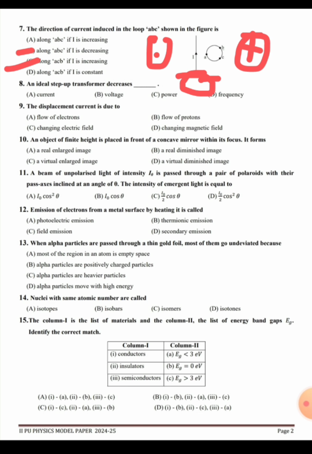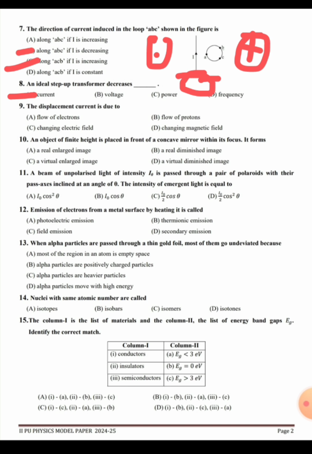An ideal step up transformer decreases. See, step up transformer means voltage increases and hence current decreases. Power and frequency are not affected, there is no relation between them here. So we have to check current and voltage. Step up transformer means voltage increases, so which one decreases? Current.